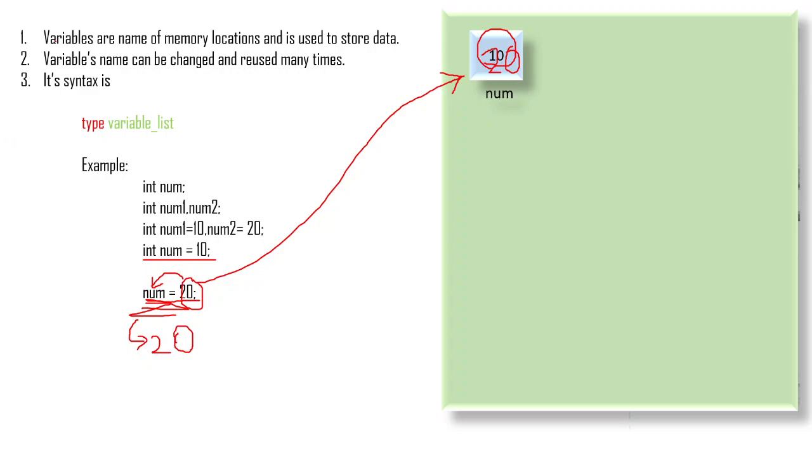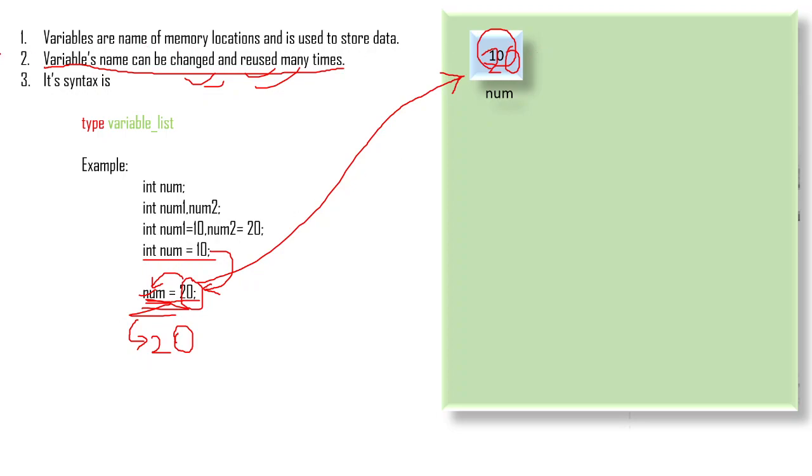Okay, so hence, see the second point, variable names can be changed and reused many times. That is why it is saying variable names can be changed. See, here we have changed it: initially it was 10, then we have reassigned the value 20 to this num. Hence the value of num can be changed, so that is the first part, and reused many times. So once num is set to 20, we can use it anywhere we reference num, and we will get the value 20.